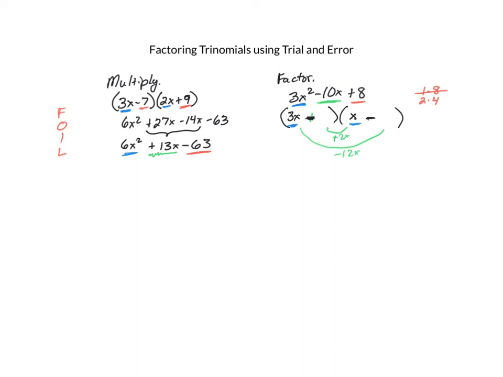Let's try 4 and 2. And now when I multiply, let me see what I get. On the inside, I get a negative 4x, and on the outside, I have a negative 6x. That does add up to negative 10x, so this one is done.